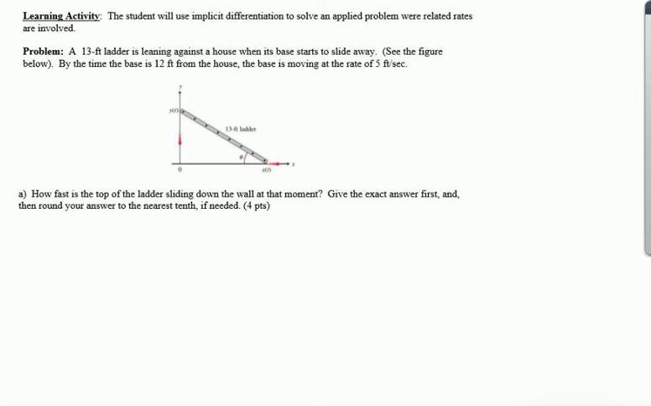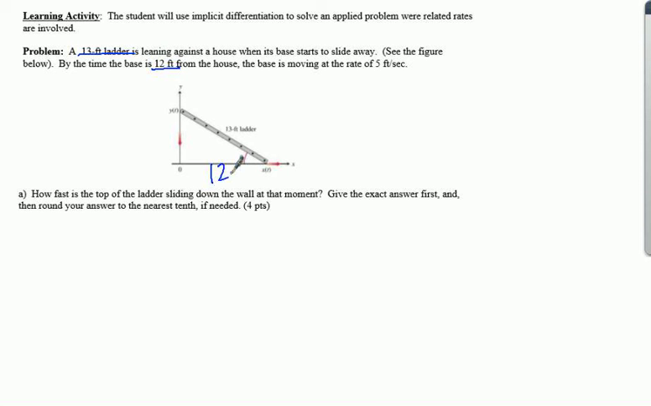Okay, so right now we're working with the ladder problem involving related rates. A 13-foot ladder is leaning against a house when its base starts to slide away. By the time the base is 12 feet from the house, the base is moving at a rate of 5 feet per second.